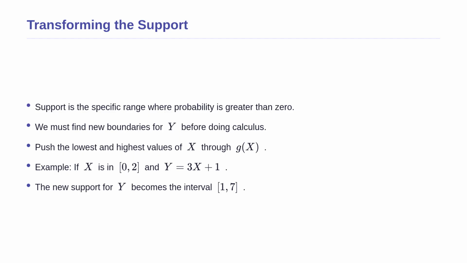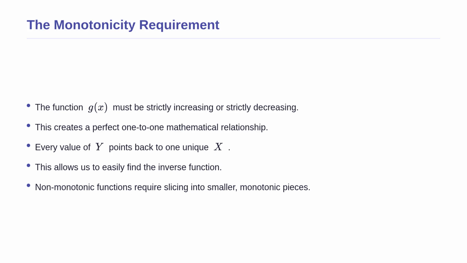This brings us to the concept of support. The support is simply the specific range of numbers where the variable has a chance of occurring. If we do not correctly identify the support of our new variable y, all our subsequent math will be completely wrong. To find it, we take the lowest and highest possible values of x and push them through our transformation function. For example, if x ranges from 0 to 2 and our rule is y equals 3x plus 1, our new boundaries become 1 and 7. Always determine this first.